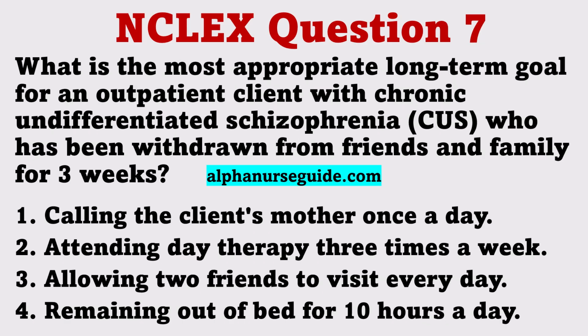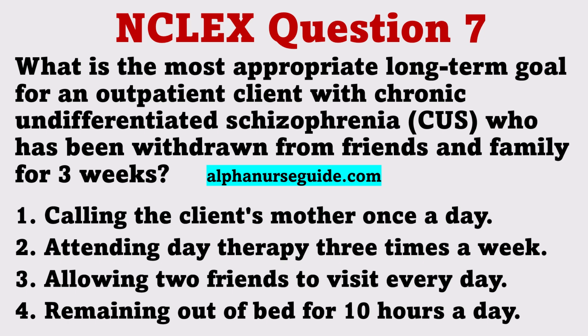What is the most appropriate long-term goal for an outpatient client with chronic undifferentiated schizophrenia who has been withdrawn from friends and family for 3 weeks? 1. Calling the client's mother once a day. 2. Attending day therapy 3 times a week. 3. Allowing 2 friends a visit every day. 4. Remaining out of bed for 10 hours a day.